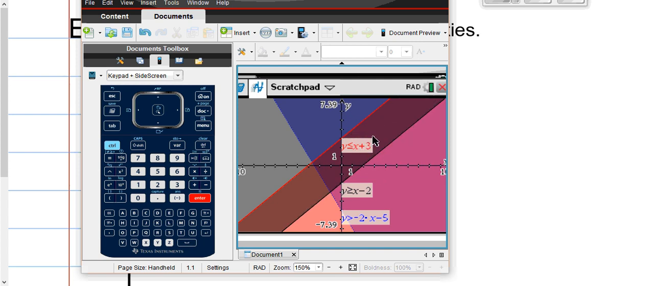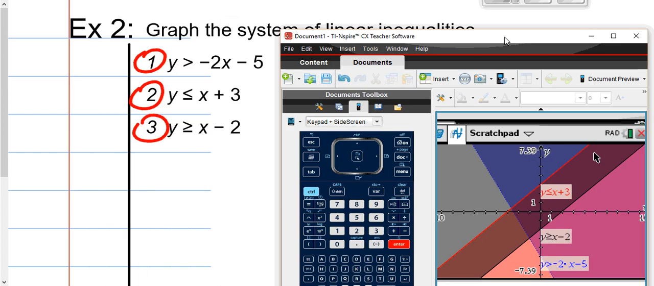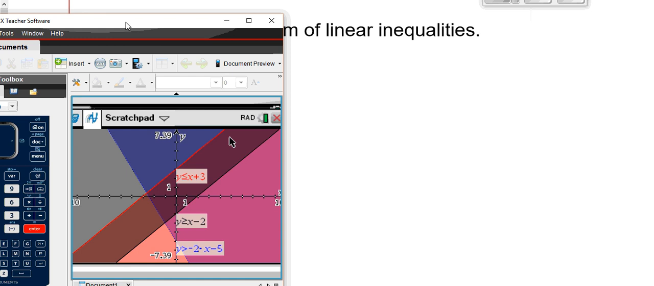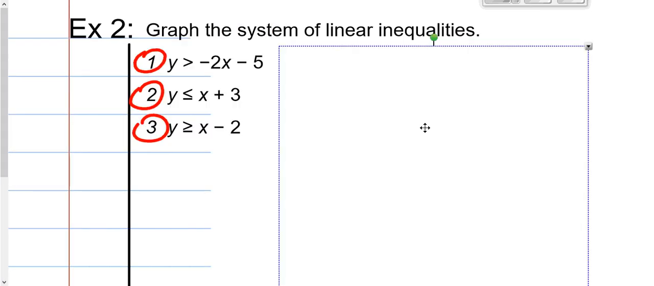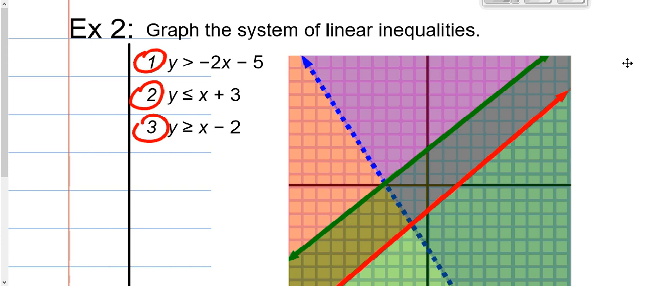If you look at the colors here, then you can tell that this red x plus 3 goes with this red line. This black x minus 2 goes with the black line. They're both solid because they have an equal to. This dotted line right here is blue, so it goes with the negative 2x minus 5. And it's dotted because it does not have an equal. Those are all things that you should know, but you do have the calculator with you, so you have that available. But yes, you do still have to draw those graphs on your paper.